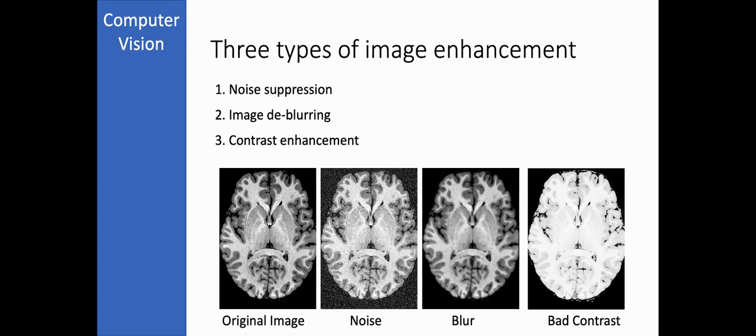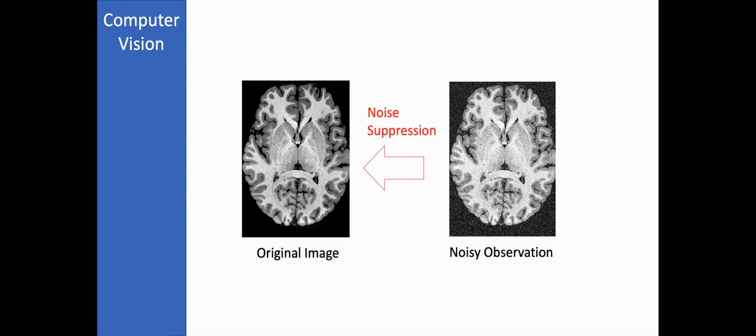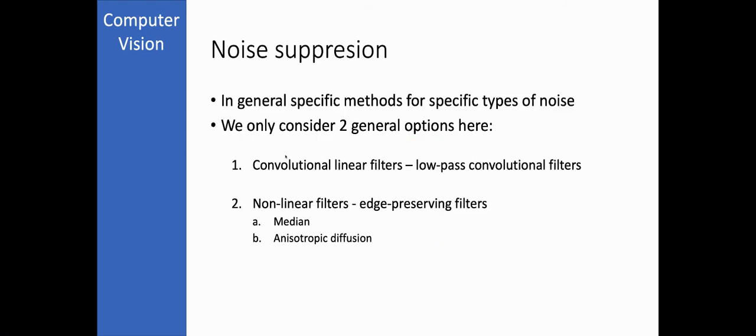Okay, now we go back from our detour and start talking about how these concepts help us build enhancement tools. The first question that we will look at is noise suppression. So we take a noisy observation here and we want to remove the noise to get back the image. And we will really look at two different types of filtering techniques.